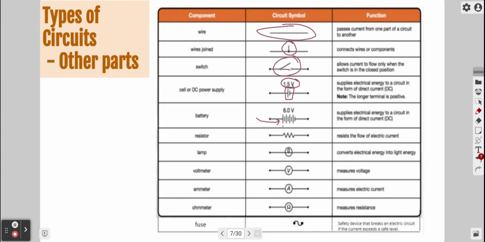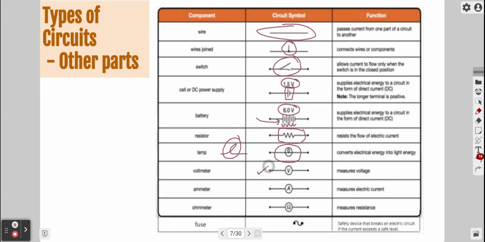So this can be multiple batteries together. So this would be 1 battery, 2, 3, 4 batteries in that case. And sometimes you may or may not be given the voltage of that battery. This is a resistor. This is something that slows down or resists the flow of electric current. And that's a symbol for the lamp that we've been using. It's like a little loop and then a circle around it. It's like a little light bulb.